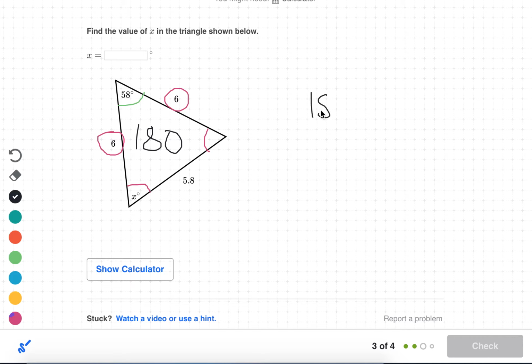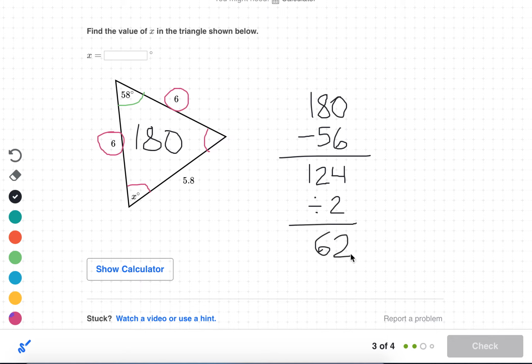If we do 180 minus 56, we're going to be finding the sum of the two purple angles, which is 124. So together, these two purple angles have to add to 124, and since they're equal, we can split 124 in half to find the value of each of them. And that's 62 degrees.